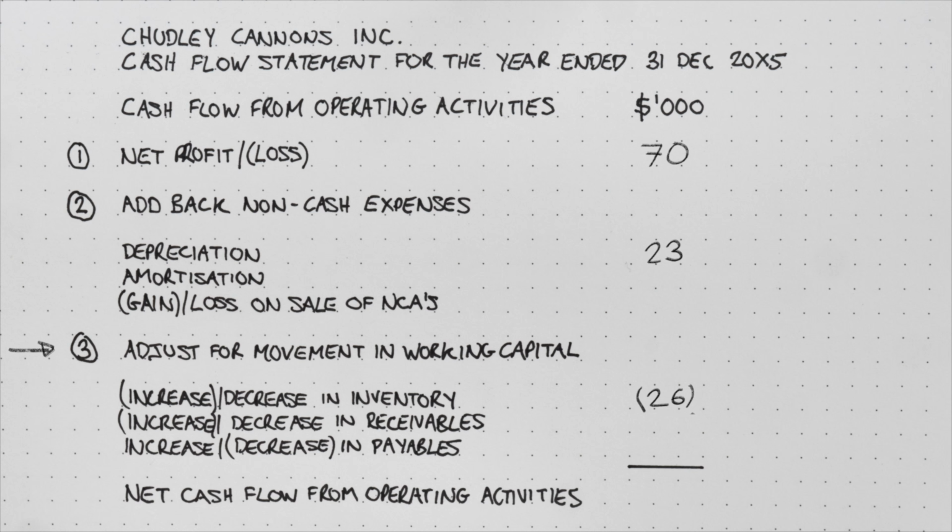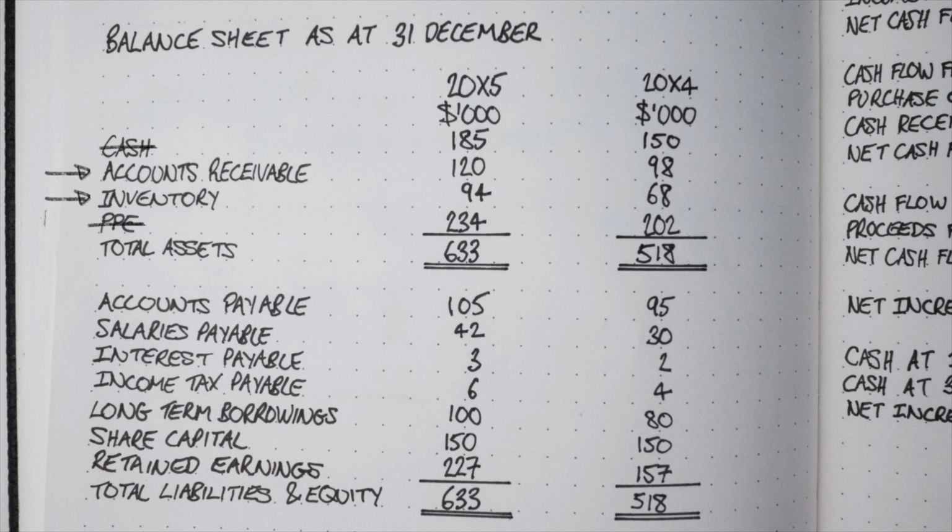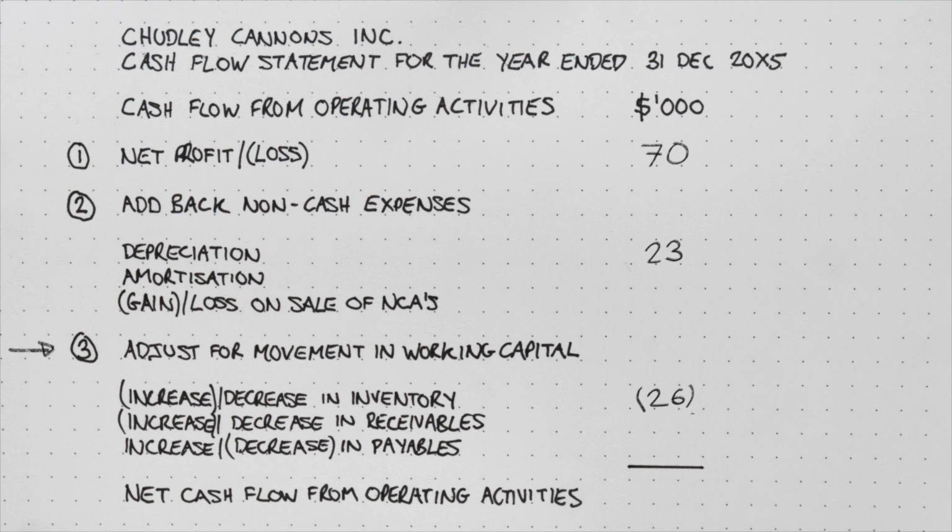Now let's look at accounts receivable. Here we have a closing balance of 120 and an opening balance of 98, which gives us an increase of 22 during the course of the year. Increases in accounts receivable need to be deducted from our net profit in calculating the cash flow from operating activities, because higher receivables means that less cash has been recovered by the business from its customers. So we enter negative 22 into our calc as well.